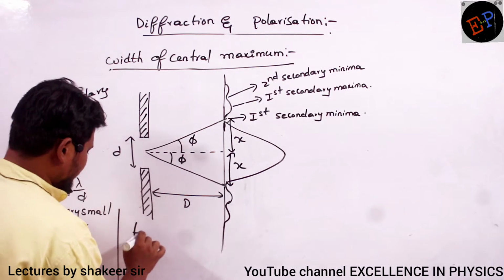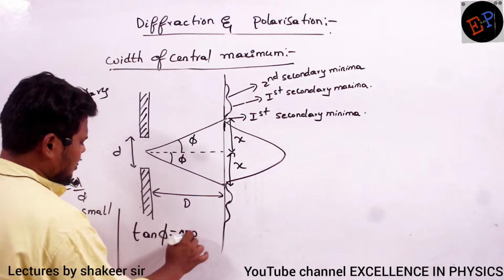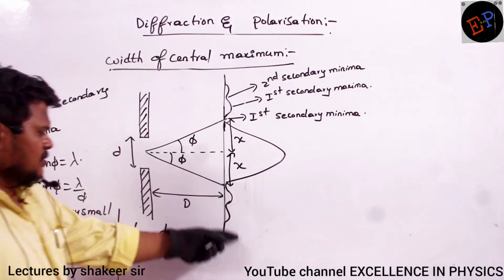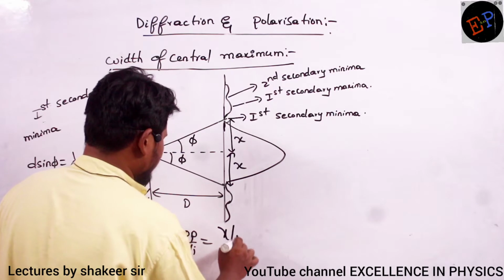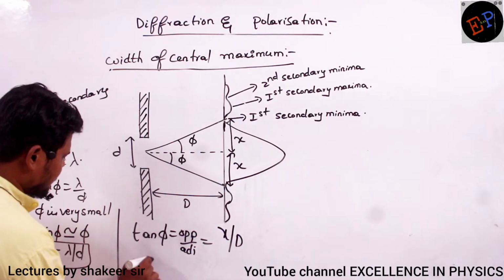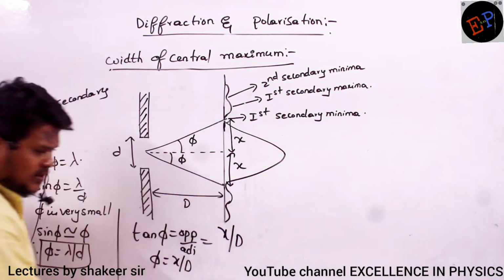Now if you take tan phi, tan phi is equal to opposite by adjacent. Can you say what is opposite and what is adjacent? It is x by D, x by capital D. Now again phi is very small, so instead of tan phi I can take just phi. Phi is equal to x by D.